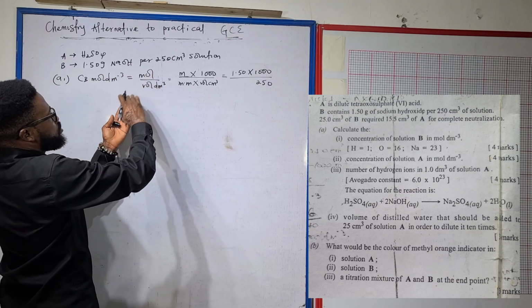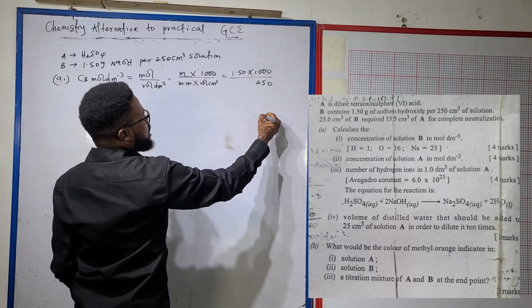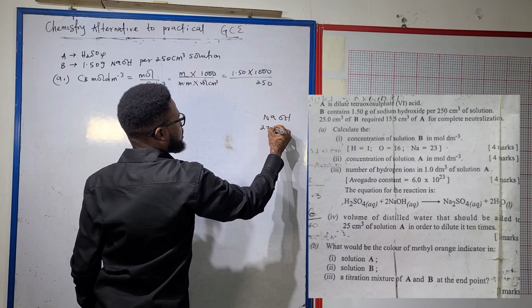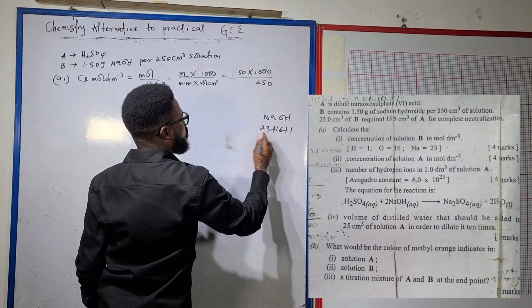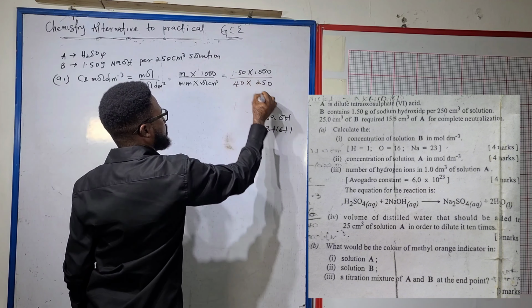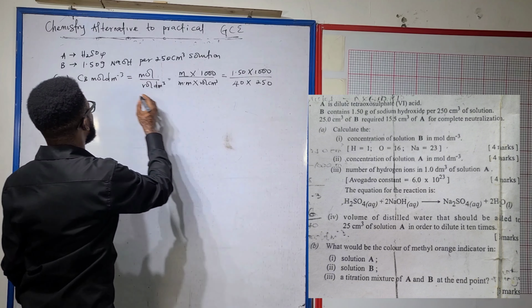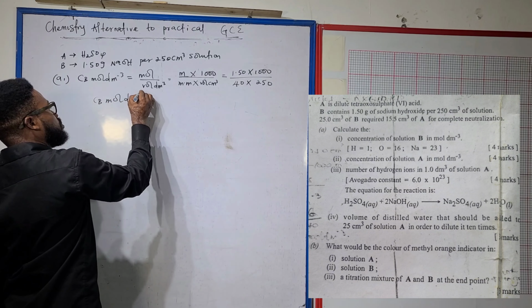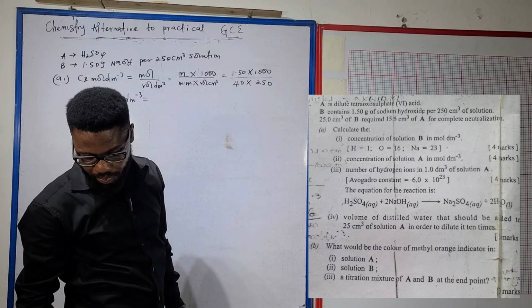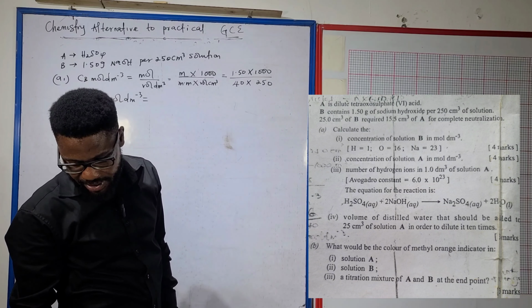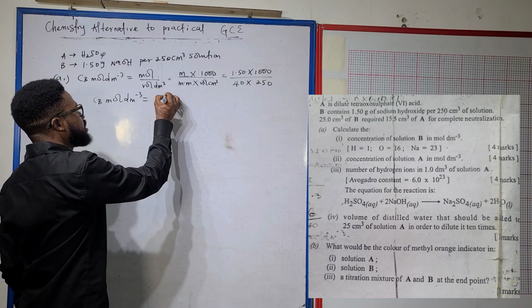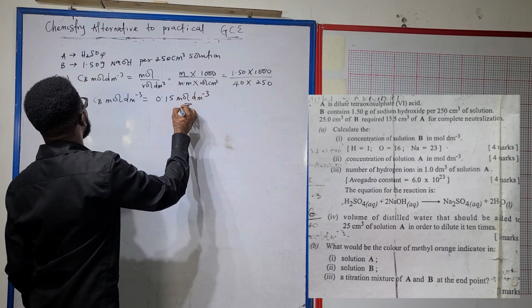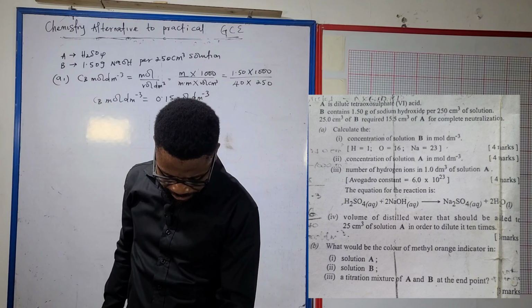Because I'm doing sodium hydroxide, if you calculate NaOH, sodium is 23, oxygen is 16, hydrogen is 1, that gives you 40. So if you compute this from your calculator, the concentration of B in mole per dm cube is actually 0.15 mole per dm cube. So that ends question A1.